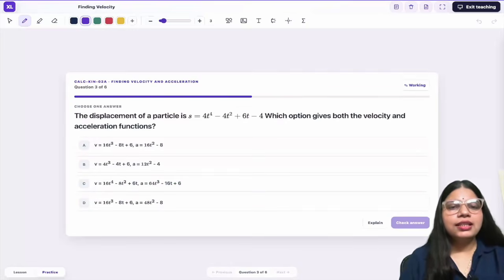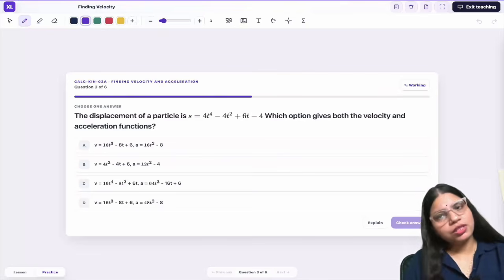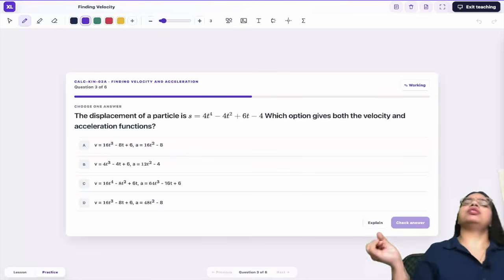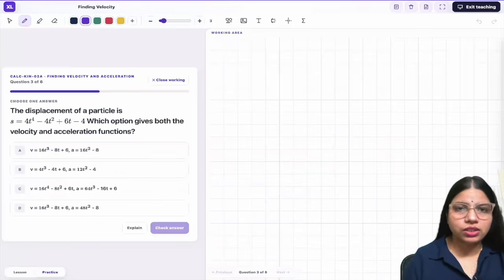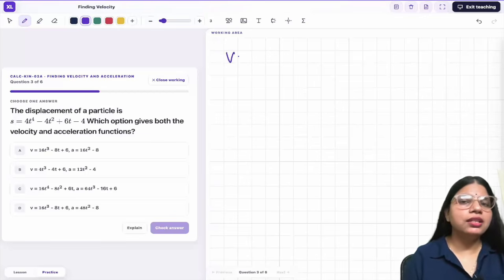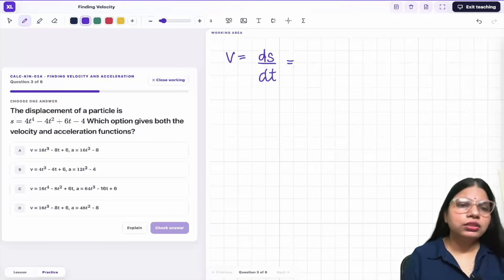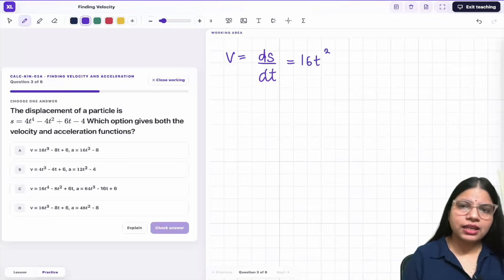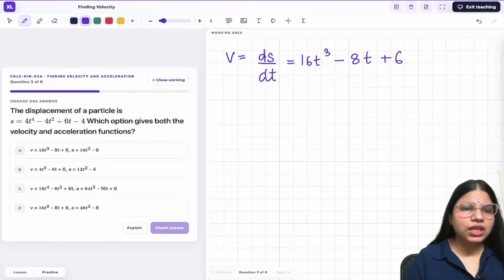The displacement of the particle is given to us. Which option gives both velocity and acceleration? Let's do one question. So s is given to us. I'm not going to be writing the question. Let's do it directly. v is differentiating s, ds over dt. So we get 4 times 4, which is 16t cubed, minus 4 times 2 is 8t plus 6. Okay, that's v. So which option gives us this? Minus 8t plus 6.